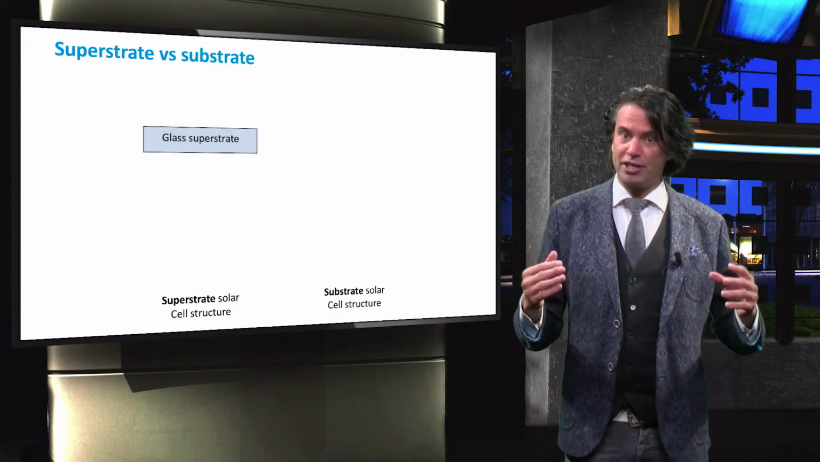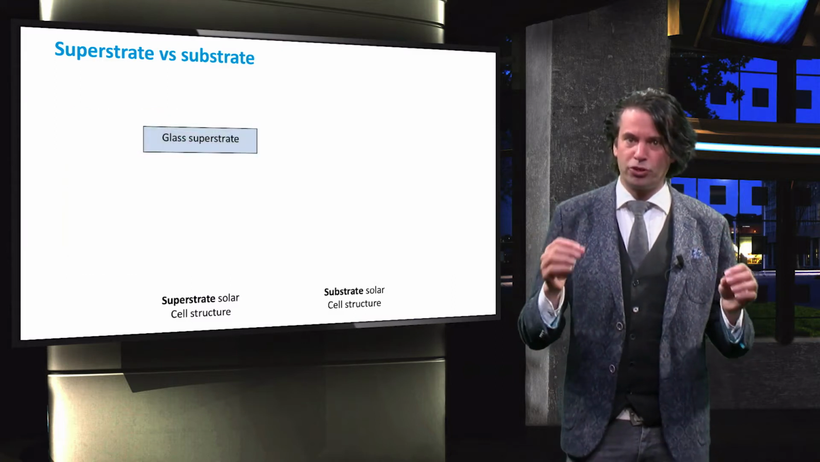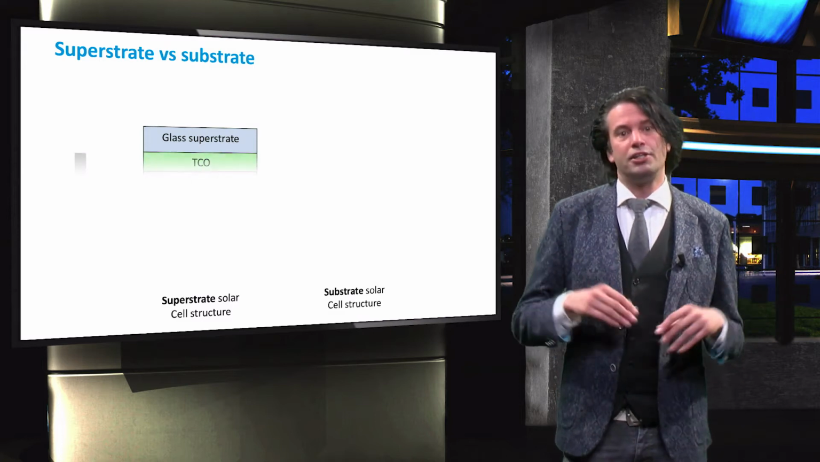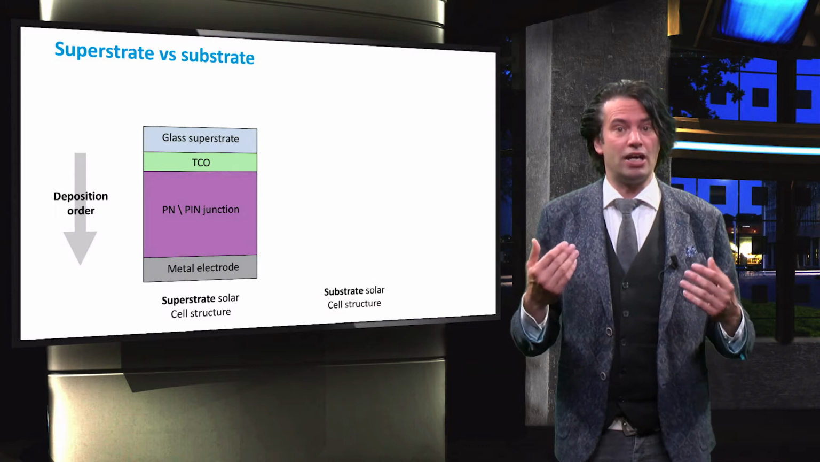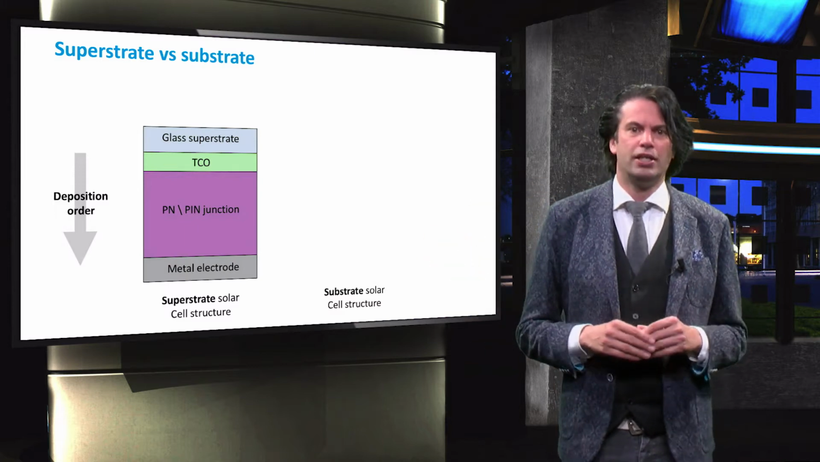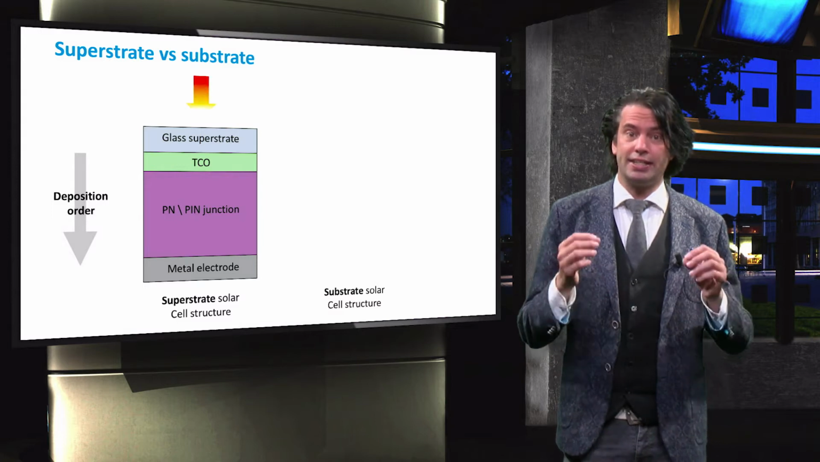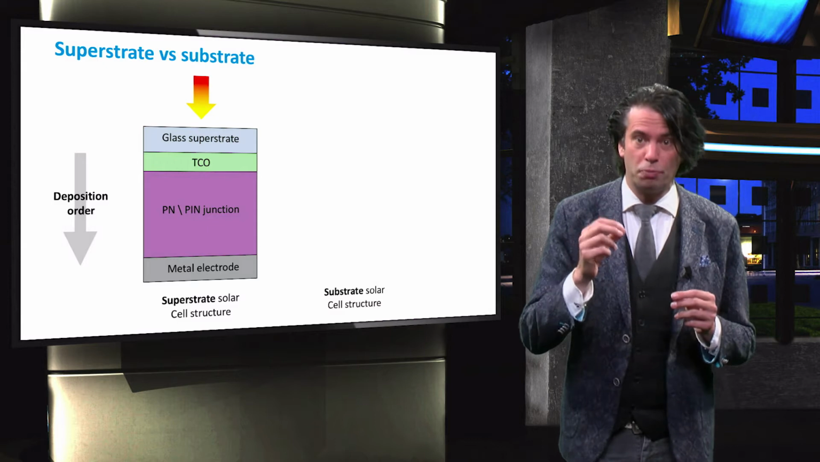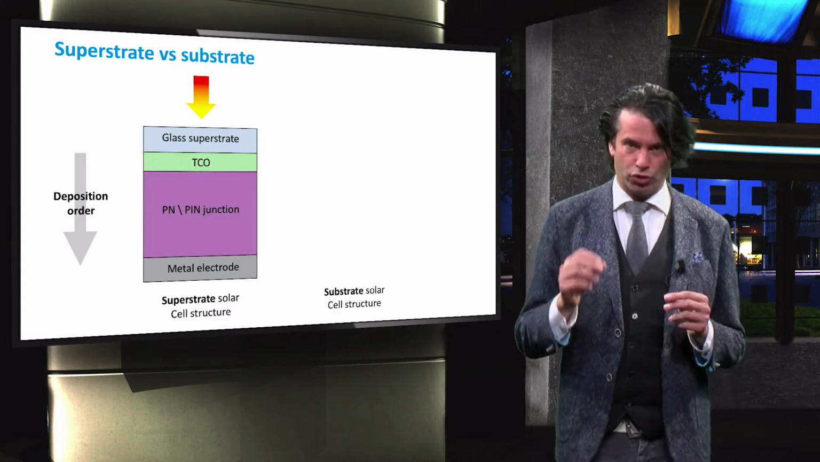For the superstrate configuration, a transparent superstrate, usually glass, is used. The semiconductor junction and metal electrode are deposited on top of the glass substrate. This means that the layer that is first passed by the incident light in the solar cell is also deposited first in the solar cell.